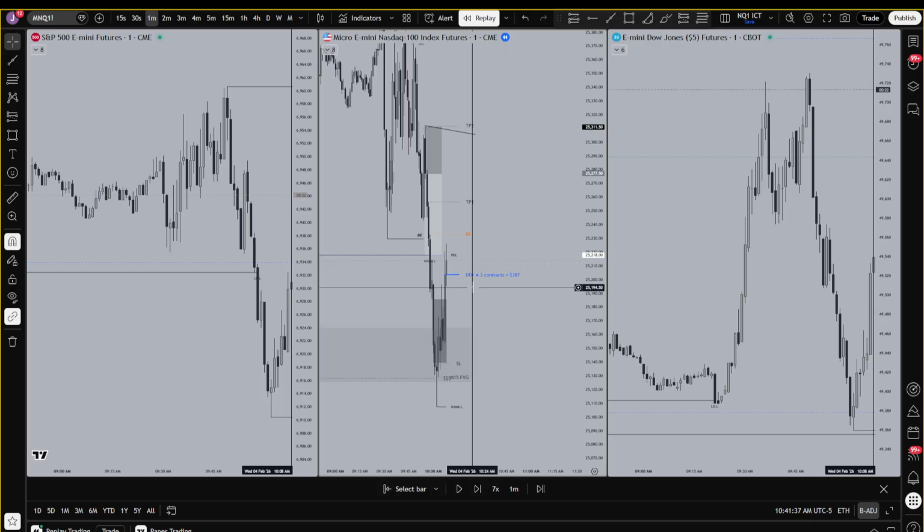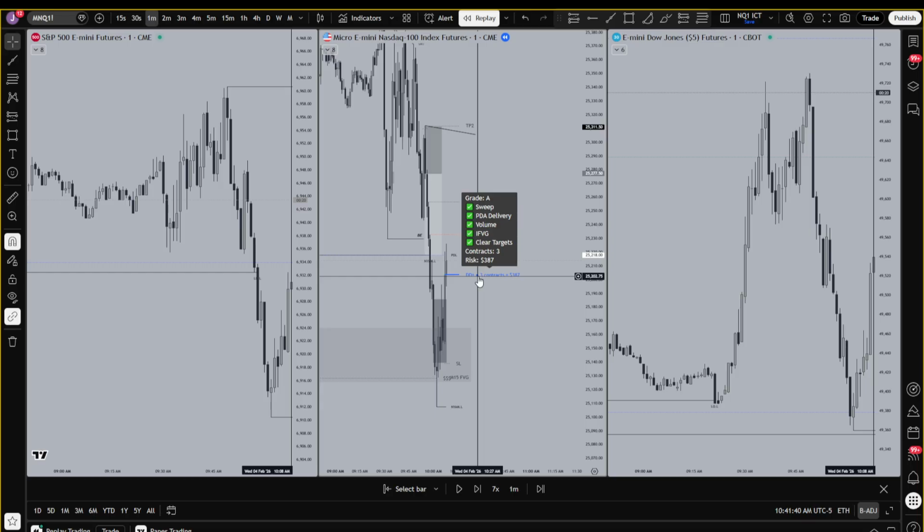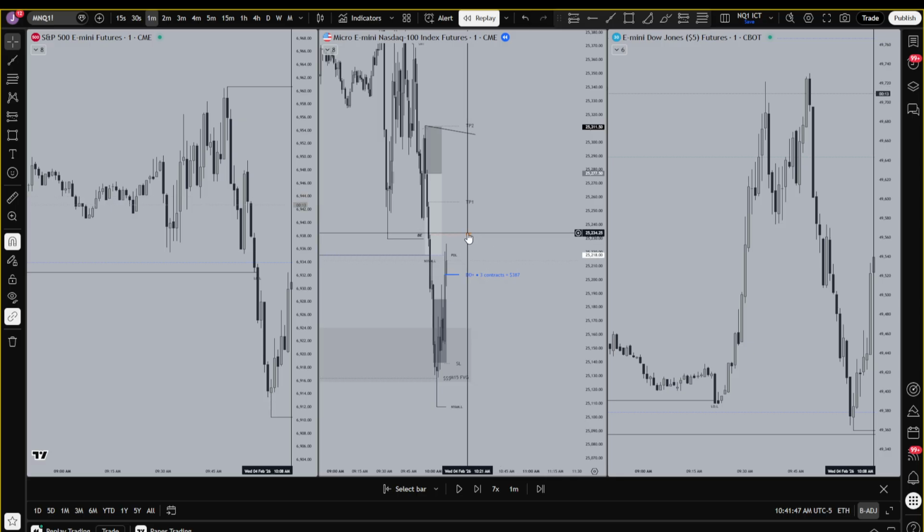But yeah, no, so this setup did alert itself in real time. We had a sweep. We were delivering from a high time frame fair value gap. We had a volume candle close IFVG, and we had clear targets to target. This would have been the break even spot. This would have been TP1 and TP2.